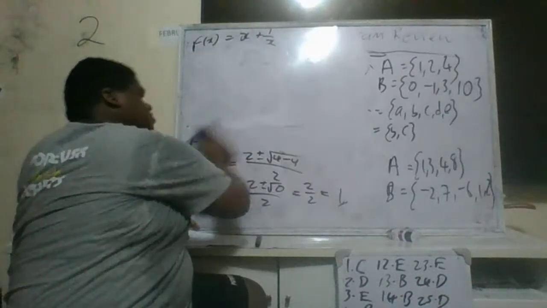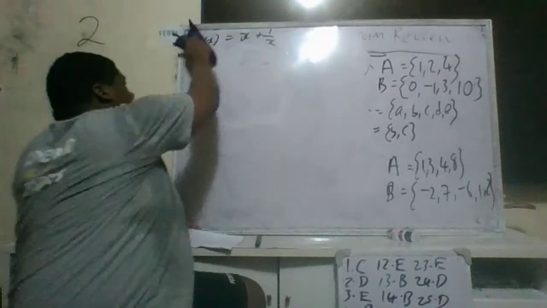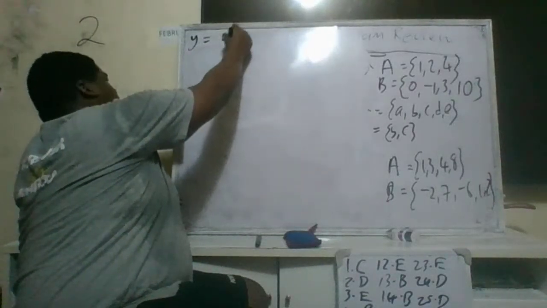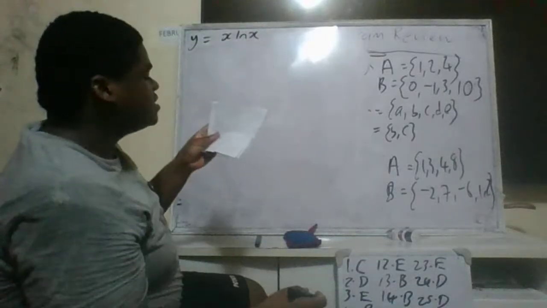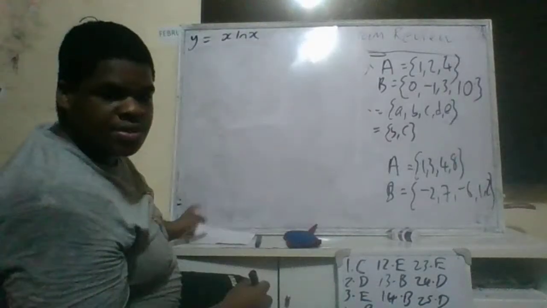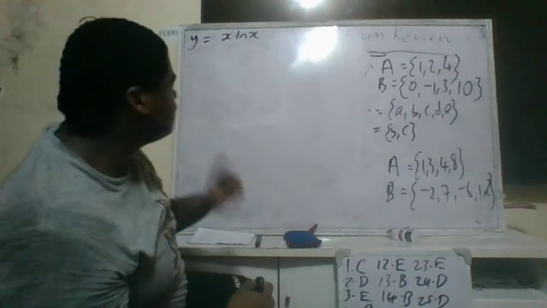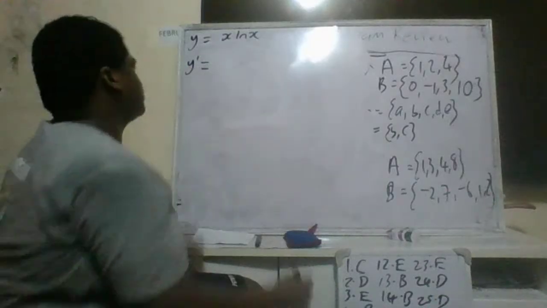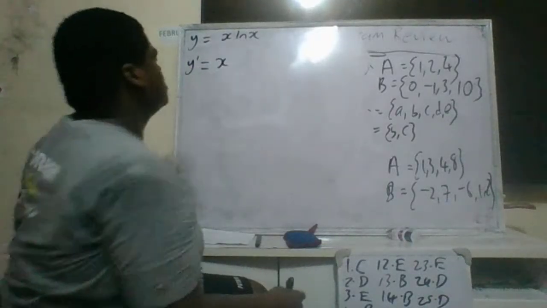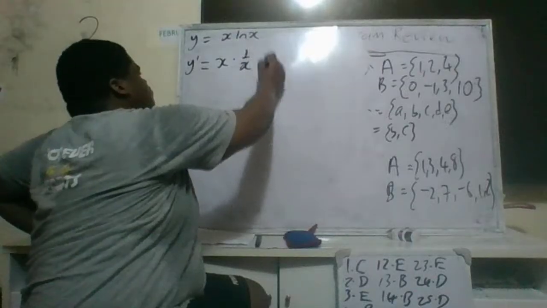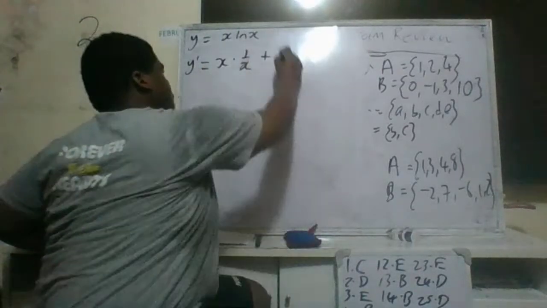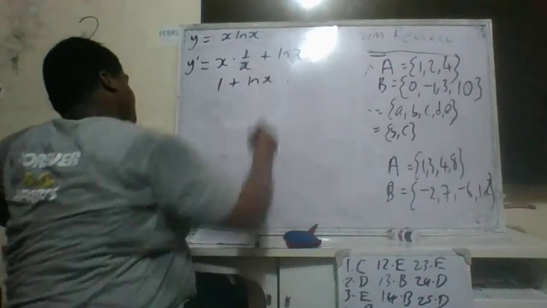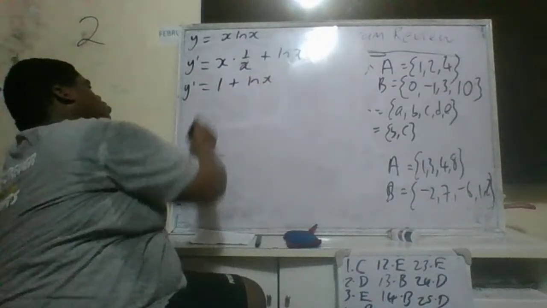Question 30. We're almost done. Question 30 says, if y is equal to x ln x, we should find the second derivative of y. Before we find the second derivative of y, let's find the first derivative of y. Y prime is equal to, you keep x constant, differentiate ln x, 1 over x, plus you keep ln x constant, differentiate x, that's 1, so that'll just be 1 plus ln x. So y prime is equal to 1 plus ln x.